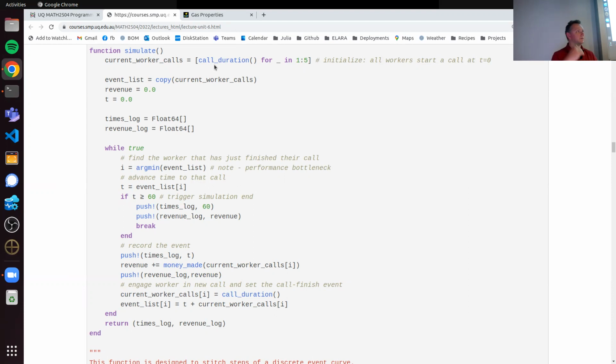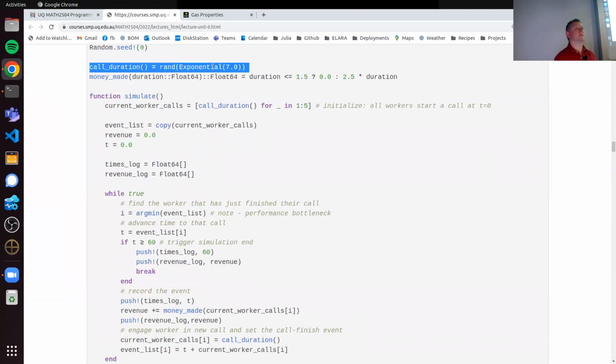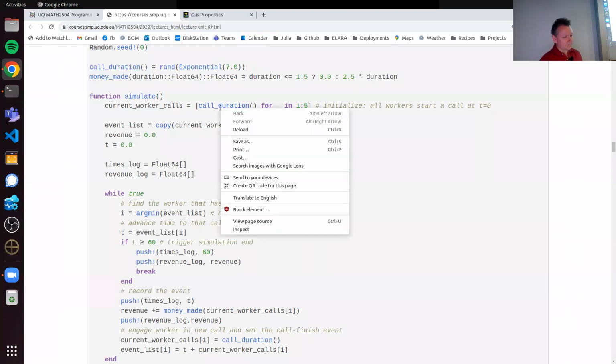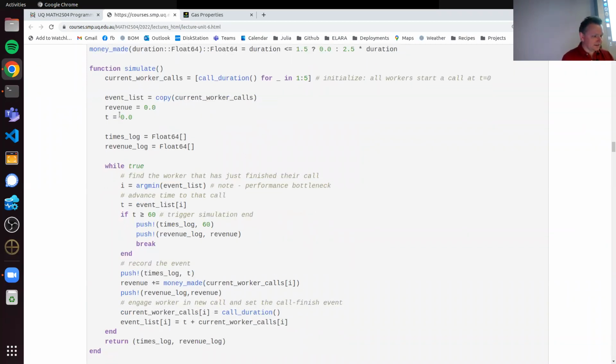Okay, so we keep this vector of all the current calls, and when we begin a call, we're going to draw according to this distribution how long the call takes, and therefore we know when the call started, we know how long the call is going to take, so we can figure out the time when it ends, okay? And that number of when it ends is going to go in this vector. So there's 5 operators with labels 1 to 5. We start at time equals 0 with no revenue.